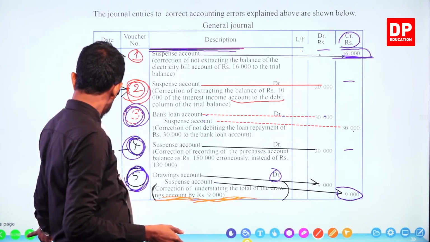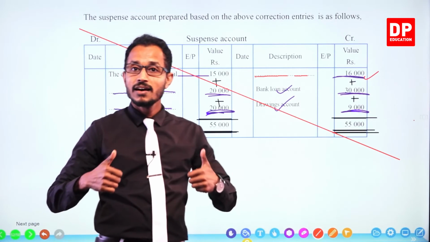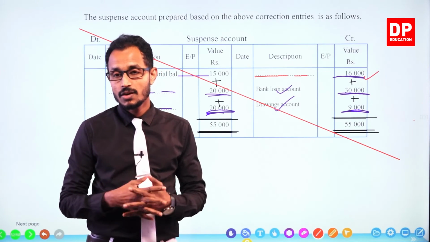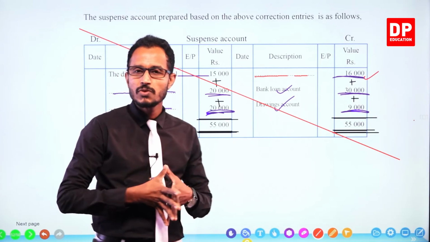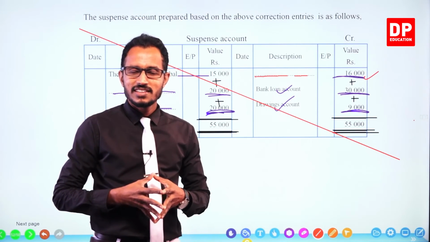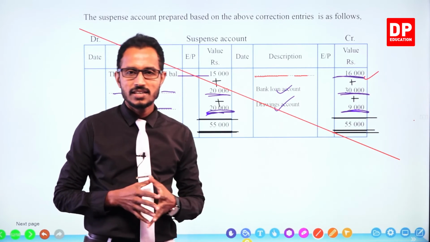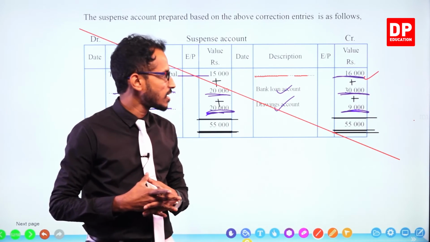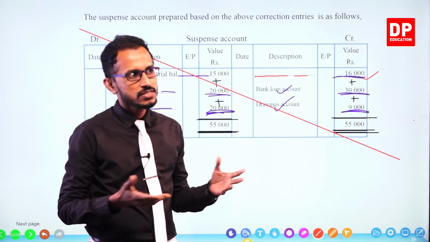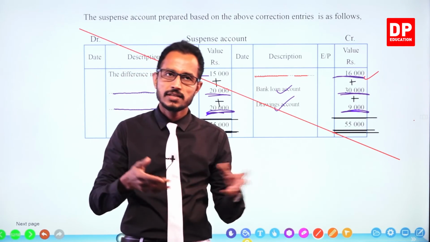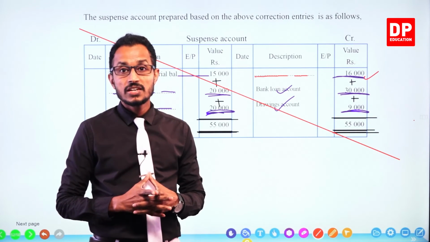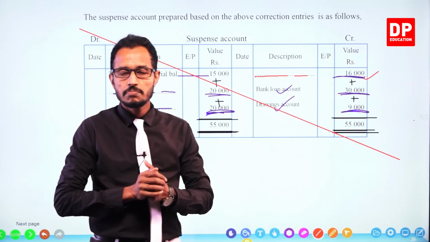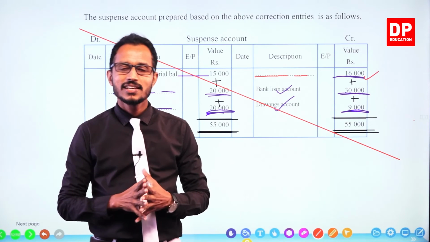So, happy? We did a question which is rather a confusing one for most of the students. They always come up to the teachers and ask, teacher, how did this happen? Sir, how do you do that? And this and that. We did that and we reminded ourselves about the important points when correcting errors.